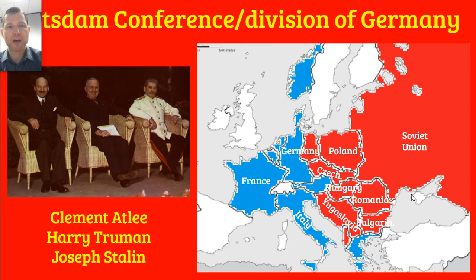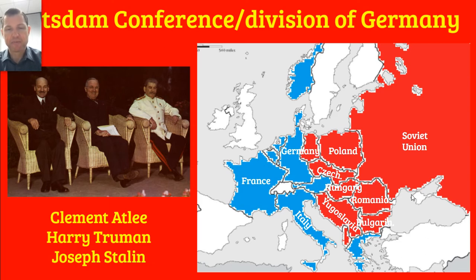This conference was held at Potsdam, which is located just outside Berlin. Potsdam was home of the palace that was the home to the royal family of Prussia and then of Germany, back when Germany was still ruled by the Kaisers. Okay? So Potsdam was home to this palace, and that's where the conference took place between a new version of the Big Three.